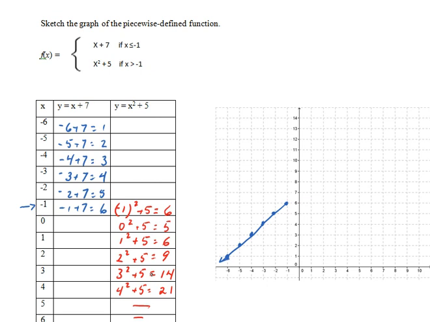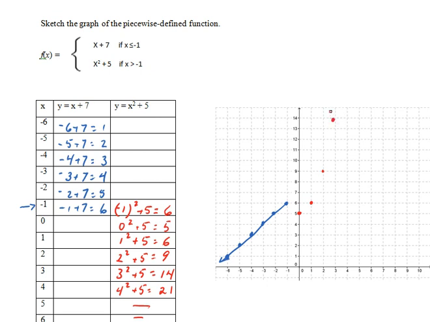So I plot the points 0, 5, 1, 6, 2, 9, and 3, 14. So 3, 14 is right here.